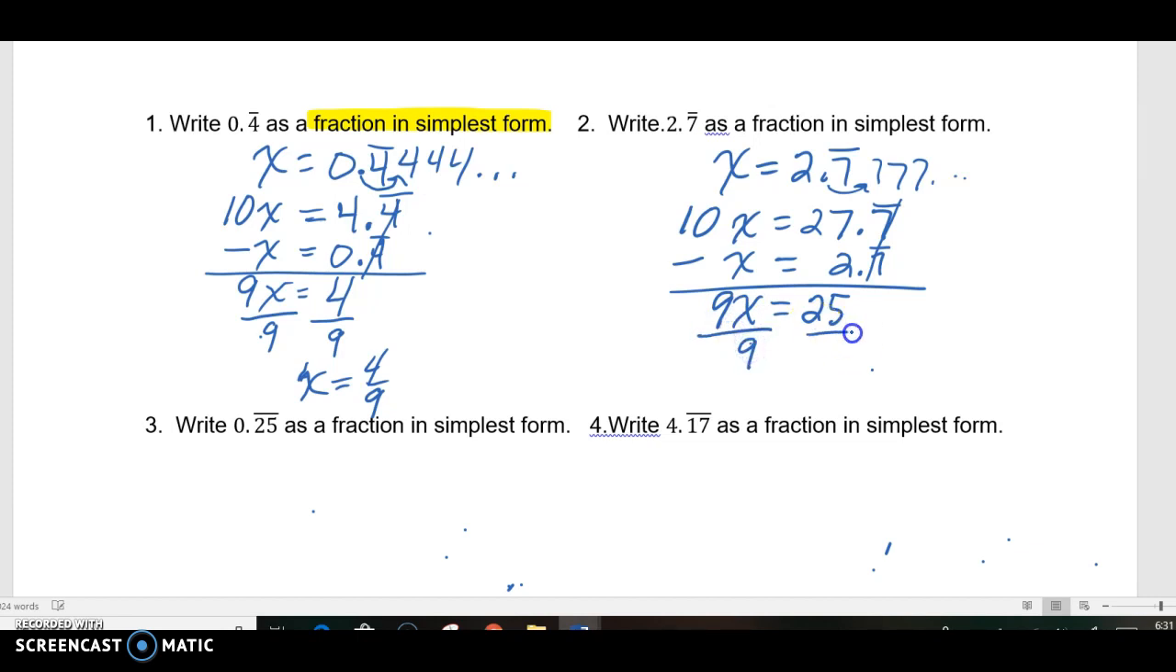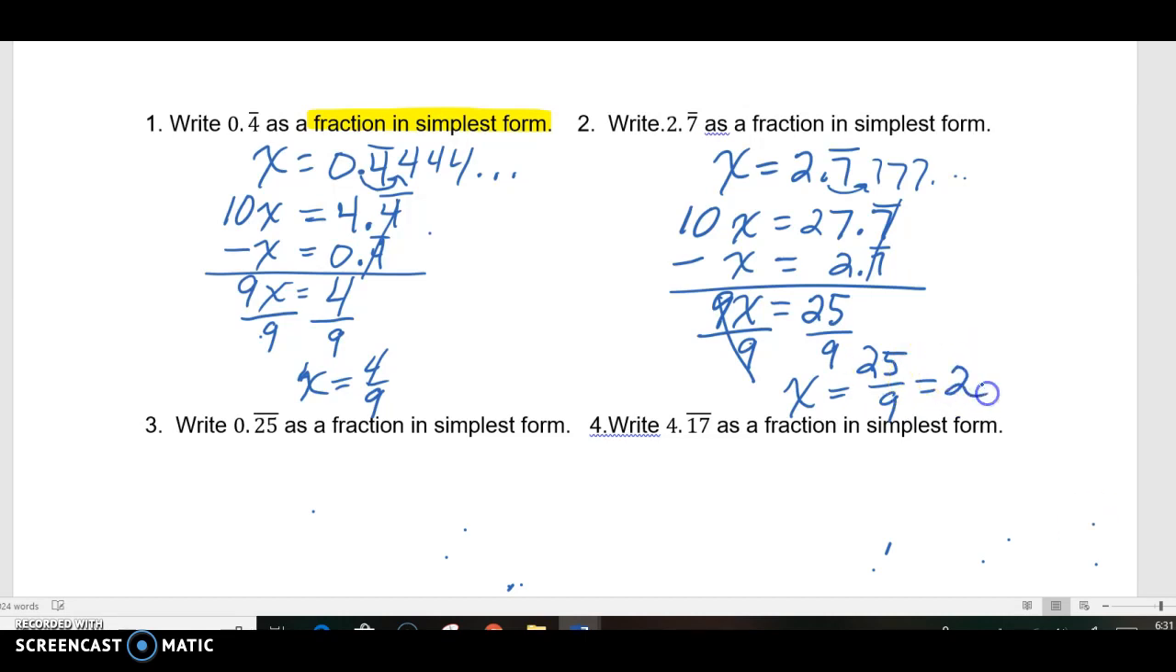And then divide by 9 on both sides. So x is equal to, again, 25 does not divide evenly by 9, so I can leave it like that, although that's an improper fraction. So you may want to go ahead and rewrite that as a mixed number.